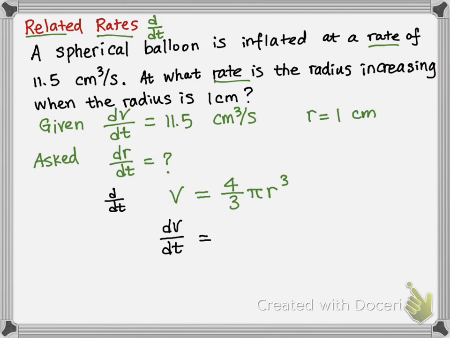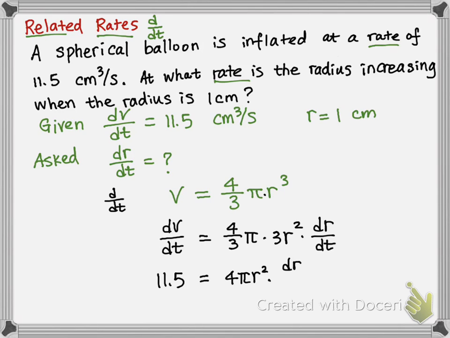The derivative with respect to time of the right-hand side is just 4/3 pi, that's a constant, times r to the third power. By the power rule, that's 3r squared, but r is a function of time, so times dr over dt. Then you can simplify and solve. dV over dt is given as 11.5, and the right-hand side simplifies to 4 pi r squared times dr over dt.